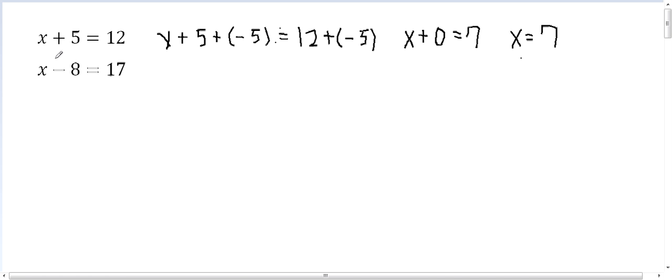Next, we have x minus 8 is equal to 17. Let's first rewrite the subtraction as an addition. The additive inverse of minus 8 is 8, so we'll add that to both sides of the equation.